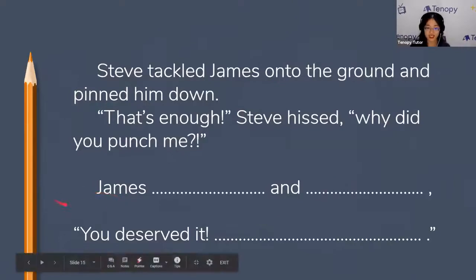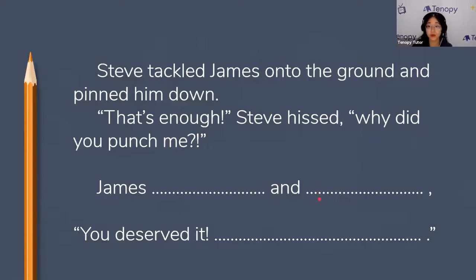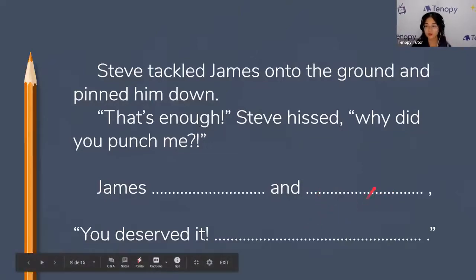Instead of saying Steve said, we use Steve hissed. So what could James sound like? James yelled, James screamed, James shrieked. Any word but said in this blank. And of course, the last blank would be for you to write the dialogue. Why did Steve deserve it? What is James' reason? This is your assignment.